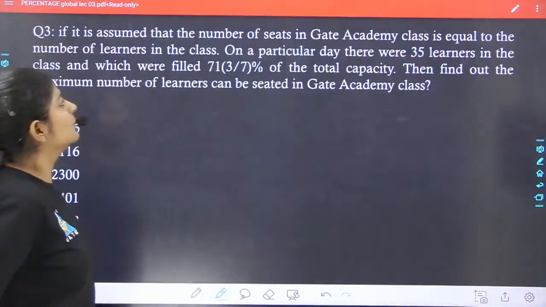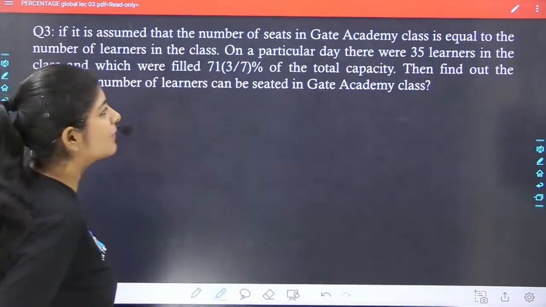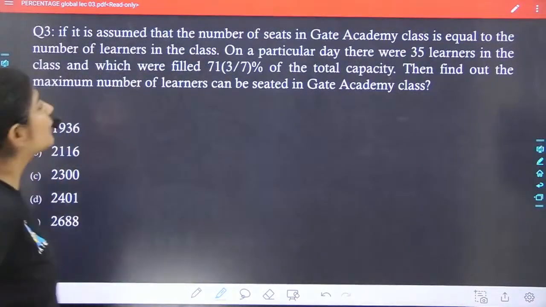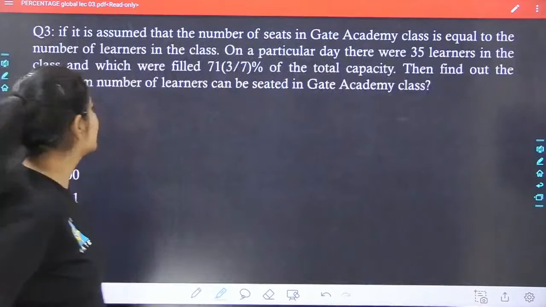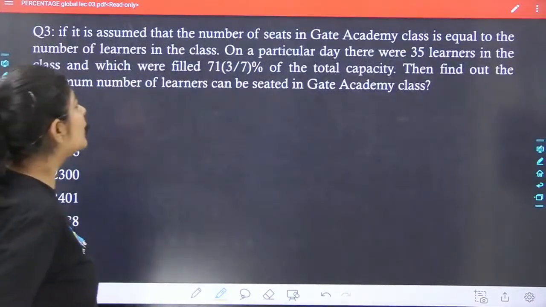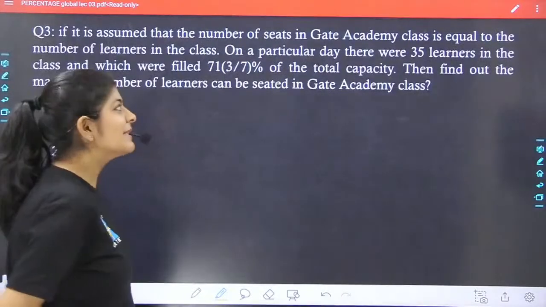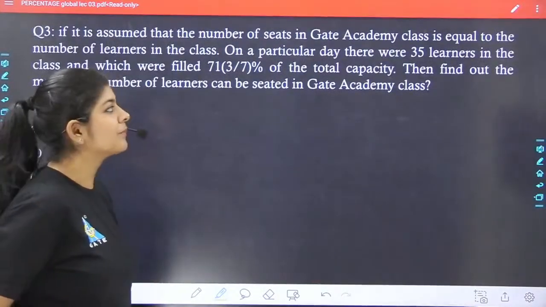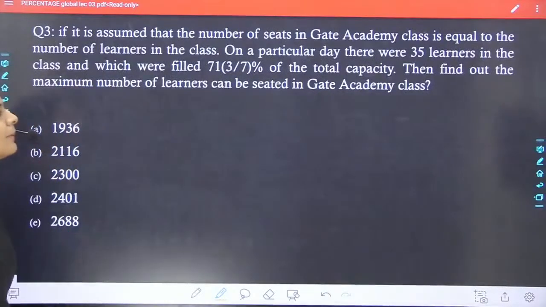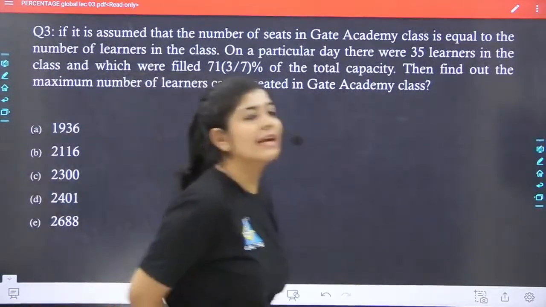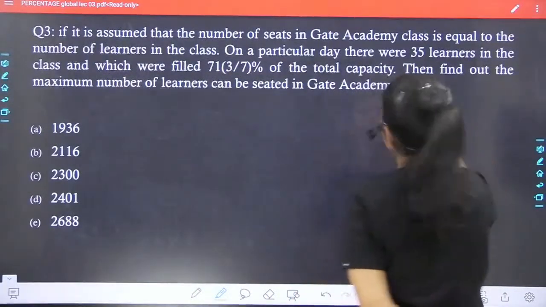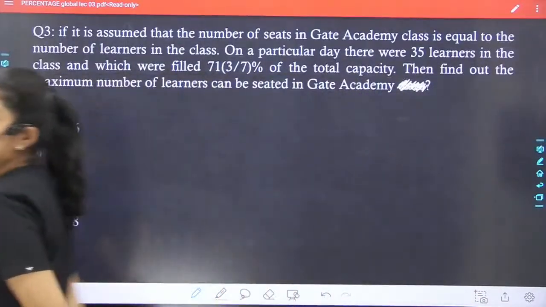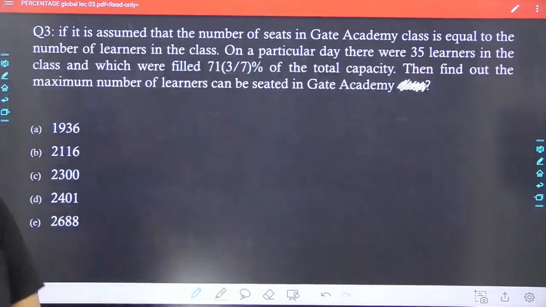If it is assumed that the number of seats in GATE Academy class is equal to the number of learners in the class, on a particular day there were 35 learners in the class, which filled 71 3 by 7% of the total capacity. Then find out the maximum number of learners that can be seated in GATE Academy, not class, GATE Academy.